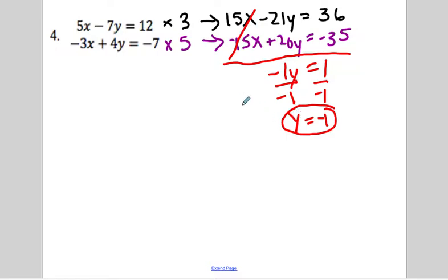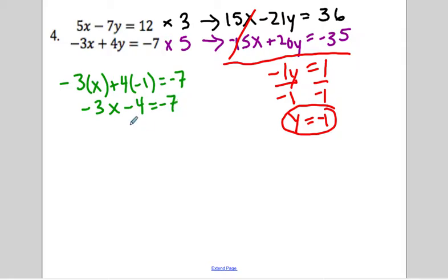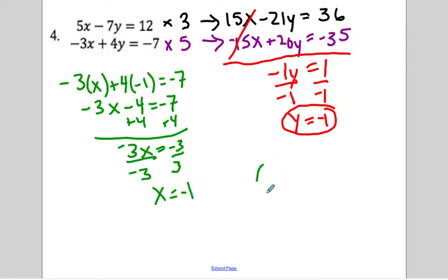Now we're not done. We need to go back and substitute that in to find the x value. Right here we found the y. And so I'm going to pick either of these equations. I'm going to choose to do the bottom equation. I'll use green here. -3 times x plus 4 times -1 equals -7. -3x minus 4 equals -7, adding 4, negative 3x equals negative 3. And last step, x equals negative 1. And so our ordered pair is negative 1, negative 1.